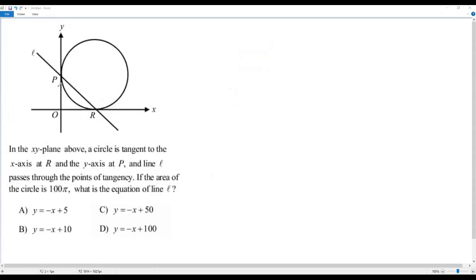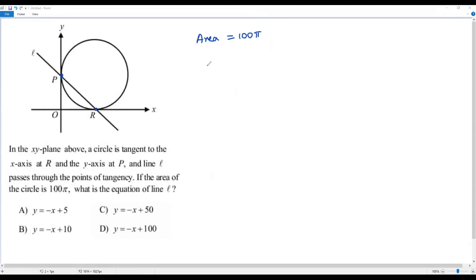Okay, using the given information, we have to get the equation of this line L, and this line passes through the points of tangency. Actually, the circle is tangent to the y-axis at the point P and tangent to the x-axis at the point R. So the line L passes through these 2 points. Here we have the area of the circle, that is 100 pi. So the area of the circle is equal to 100 pi.